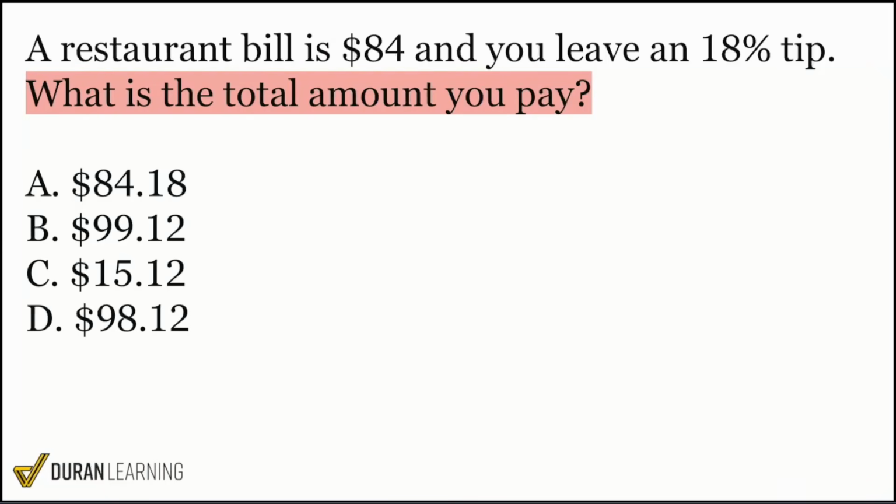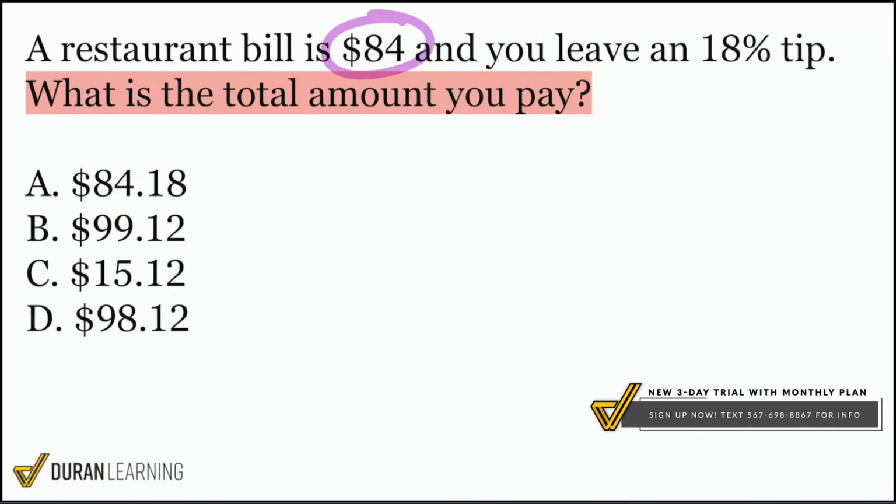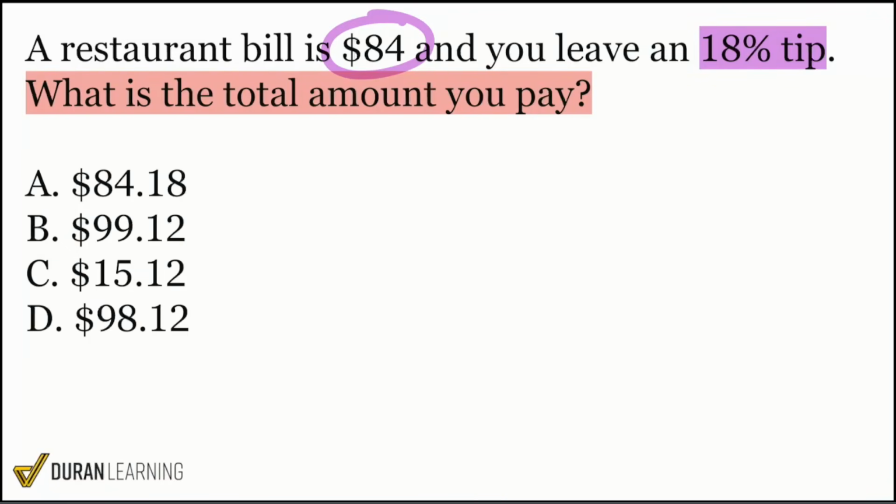So here it says a restaurant bill is $84 and you leave an 18% tip. What is the total amount that you pay? Okay, so when we think about this, everybody, if we're trying to get that total amount based on the context that we see here, is it fair to say that we want to take this $84 and then add whatever an 18% tip is? Is that fair to say? Yeah, I think so too. So that's what we're thinking of here.